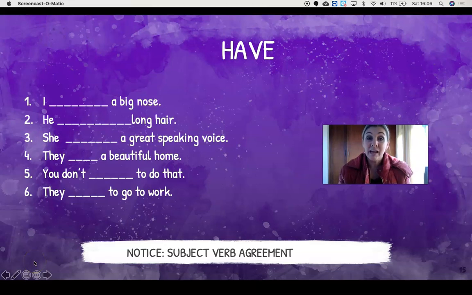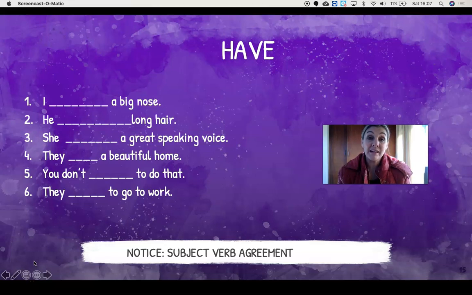So I has or have a big nose. I have a big nose. Good. Number 2, he have long hair. Singular subject needs a singular verb with S. He has long hair. Good. Number 3, she have a great speaking voice. No, it's going to be she has, singular subject with that singular verb with an S.